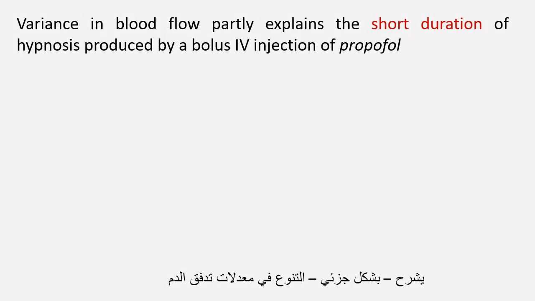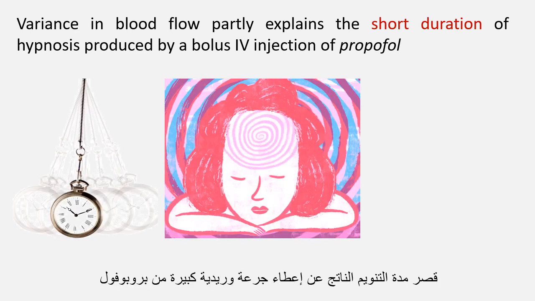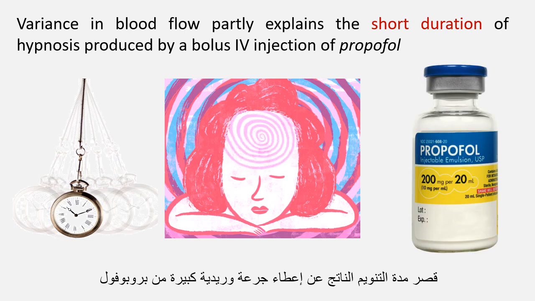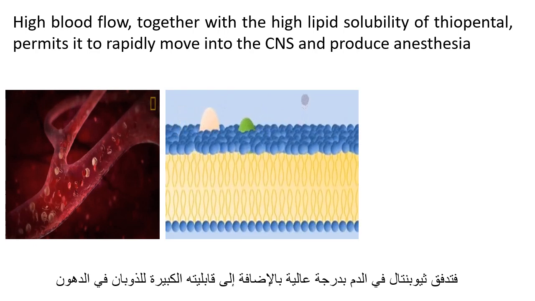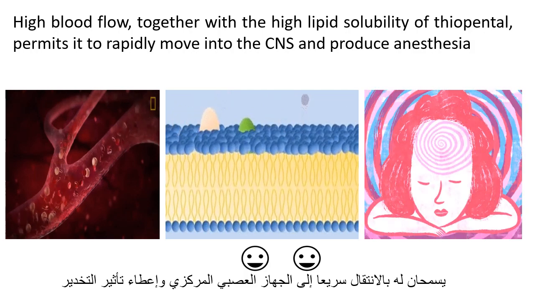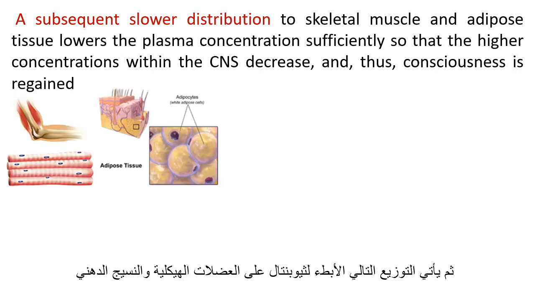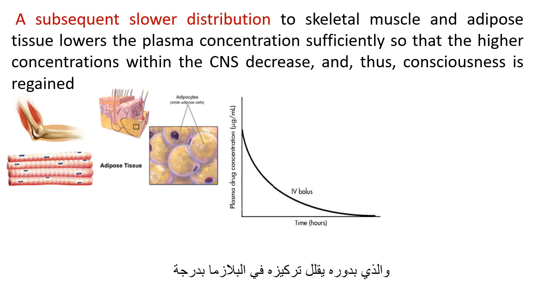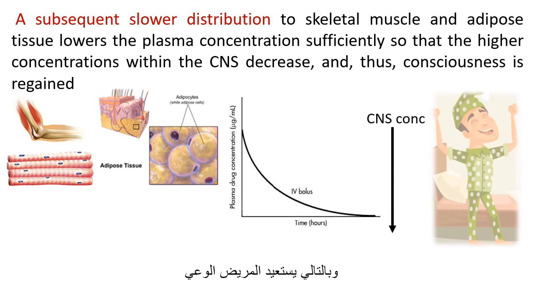Variance in blood flow partly explains the short duration of hypnosis produced by a bolus IV injection of thiopental. High blood flow, together with the high lipid solubility of thiopental, permits it to rapidly move into the CNS and produce anesthesia. A subsequent slower distribution to skeletal muscle and adipose tissue lowers the plasma concentration sufficiently so that the higher concentrations within the CNS decrease, and thus consciousness is regained.